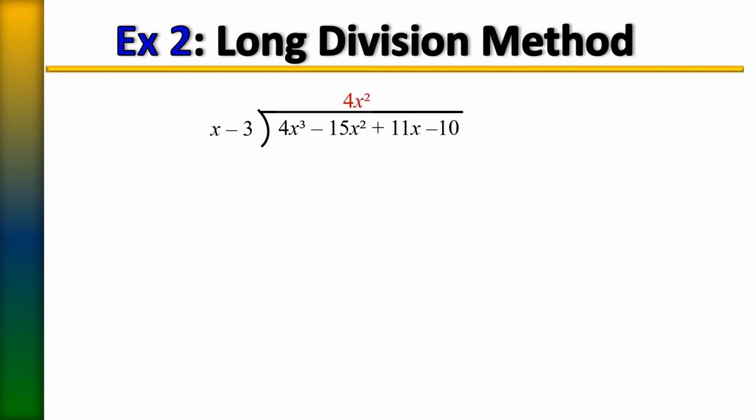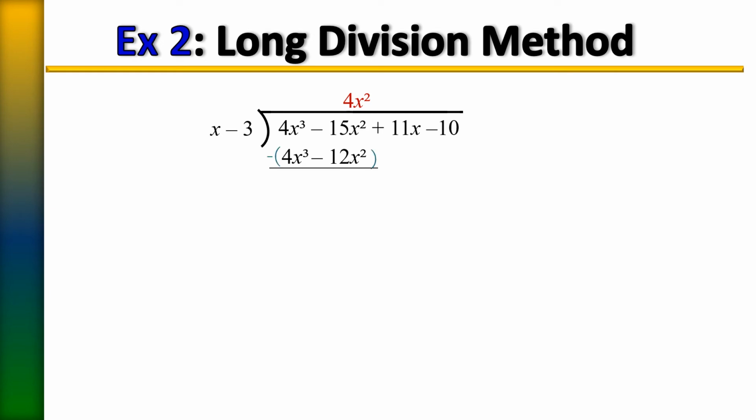If you said 4x squared, you're correct. So notice we placed that above the x squared terms. Now we're going to multiply that term by both terms in the divisor. So 4x squared times x, yes, it is 4x cubed. 4x squared times negative 3 equals negative 12x squared.